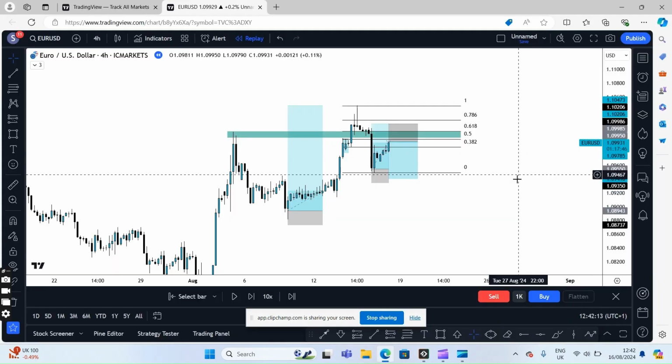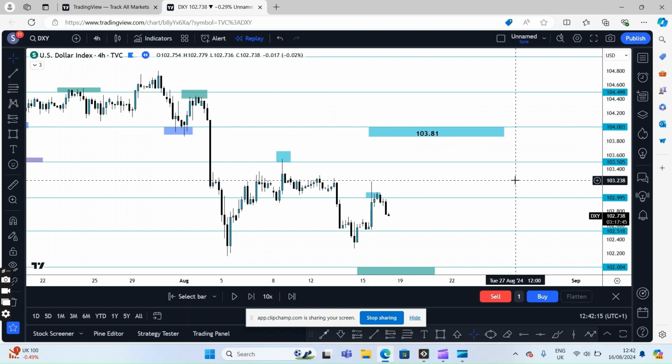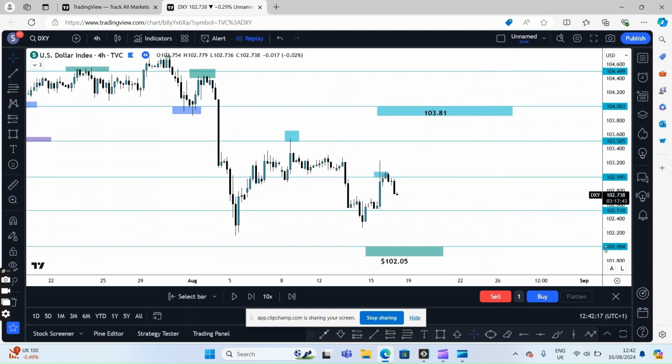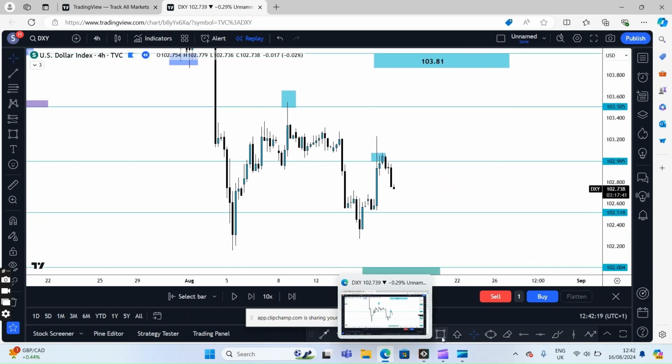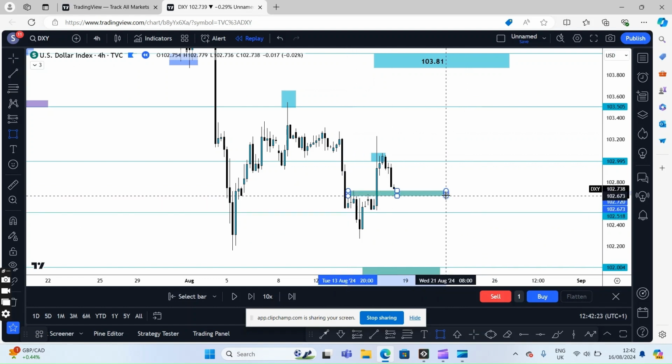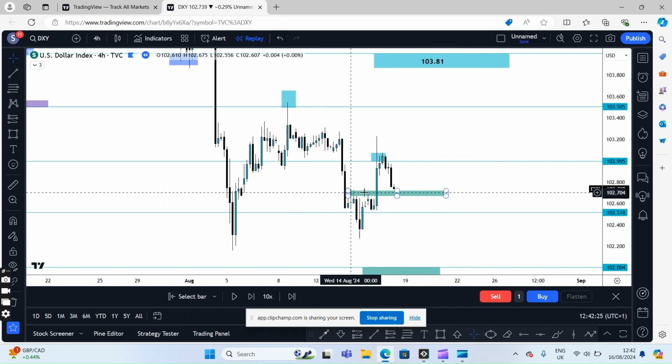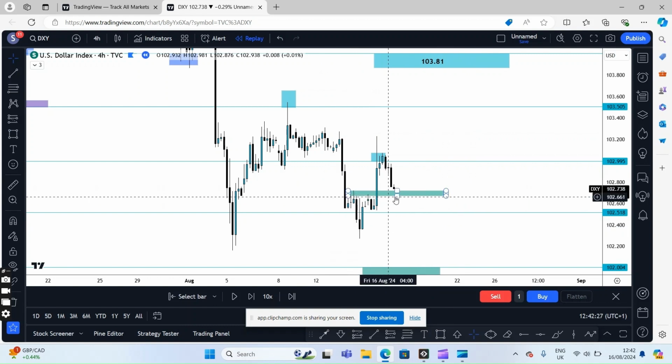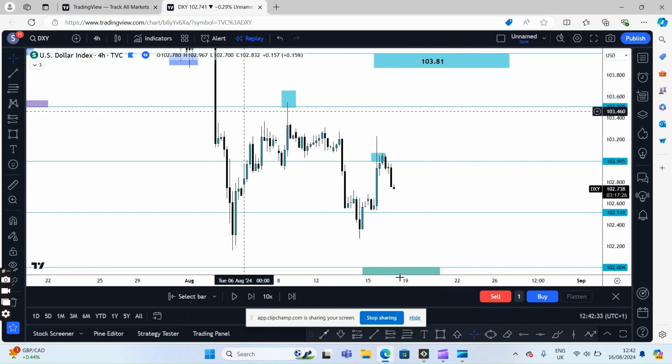In terms of the DXY and what I was looking at, there was a little bit of confluence at this level for this position for the euro US dollar, but it was mainly just the head and shoulders pattern that I saw. You can see the DXY is retesting this lower structure here before potentially getting some strength, which would help my euro US dollar position. So that's where I'm at the moment.